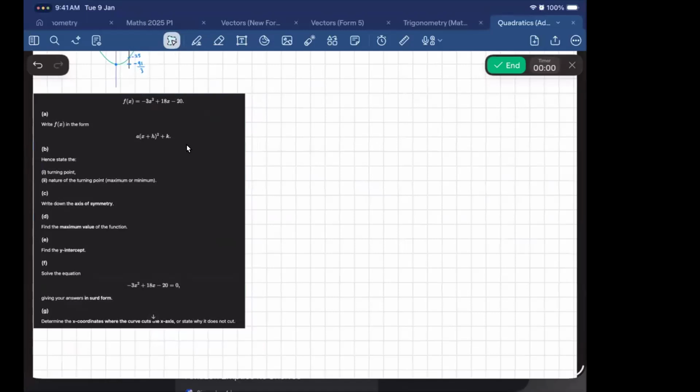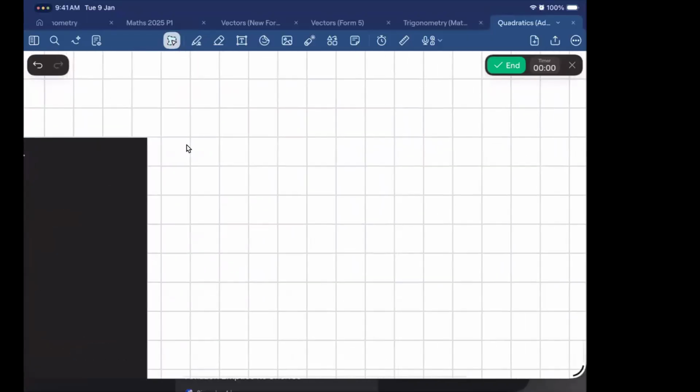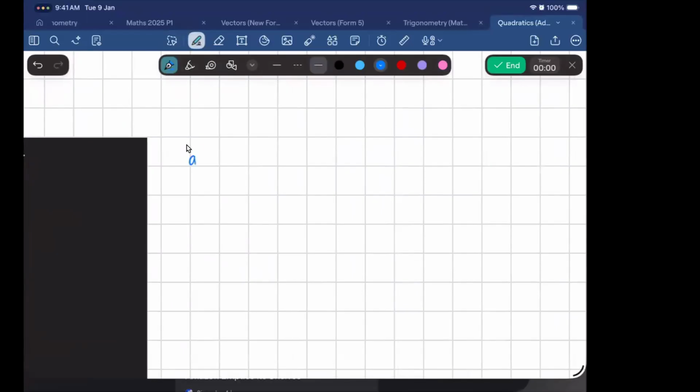Okay. So Caleb, let me jump straight into it, right? So we have minus 3x squared plus 18x take away 20. All right, nice. What is A, B, and C? A is negative 3, B is 18, and C is negative 20.